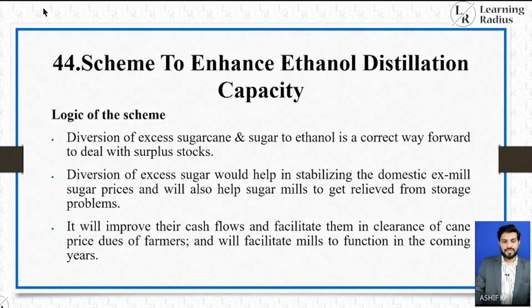Next topic of discussion is scheme to enhance ethanol distillation capacity. And the logic of the scheme is diversion of excess sugarcane and sugar to ethanol is a correct way forward to deal with surplus stock. Diversion of excess sugar would help in stabilizing the domestic ex-mill sugar prices and will also help sugar mills to get relief from storage problems. It will improve their cash flows and facilitate them in clearance of cane price dues of farmers, and will facilitate mills to function in the coming years. So that's about the scheme to enhance ethanol distillation capacity.